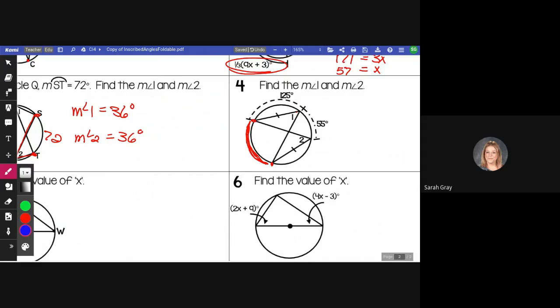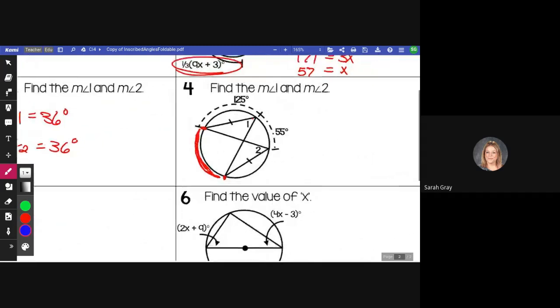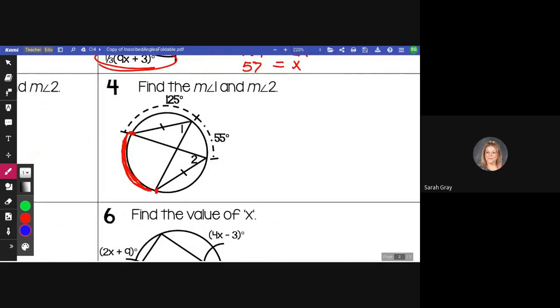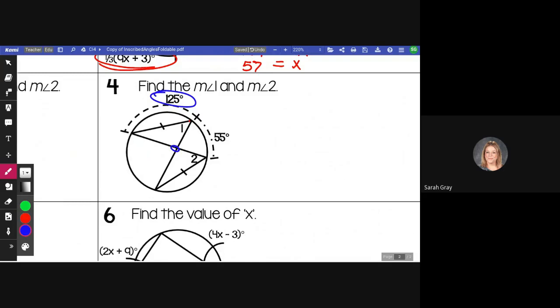Let's see. Okay. This one is a little bit more of a thinker. I'm going to take that arc off. Forget about angle 1 and angle 2. Look at the arcs that we know. We know this 125 degree arc. Does it have a central or an inscribed angle that opens up to it? No, because its angle is like right there, and that's not the middle. So let's look at the 55-degree arc.